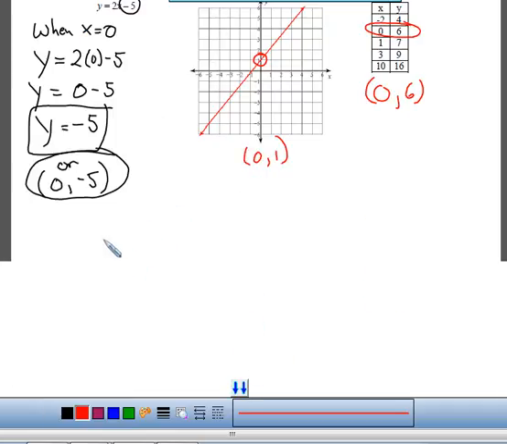Bonus question. Y equals 1/2 x. If you can tell me, or if someone can tell me, the slope and the y-intercept for this equation, I'll give you 2 points for each of those. However, it's got to be a different person for each one.